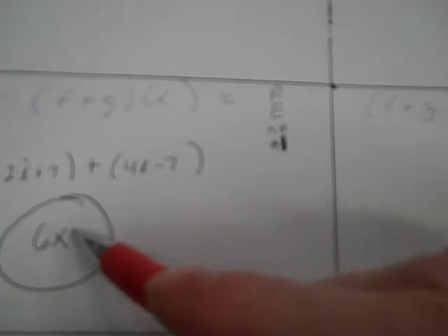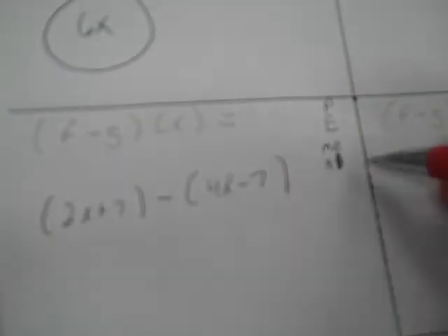Now it says find what f plus g of negative 2 is. Well, I know that f plus g of x equals 6x. So what I'm going to do is insert the negative 2 in for x. So it's just 6 times negative 2, and that gives me negative 12.